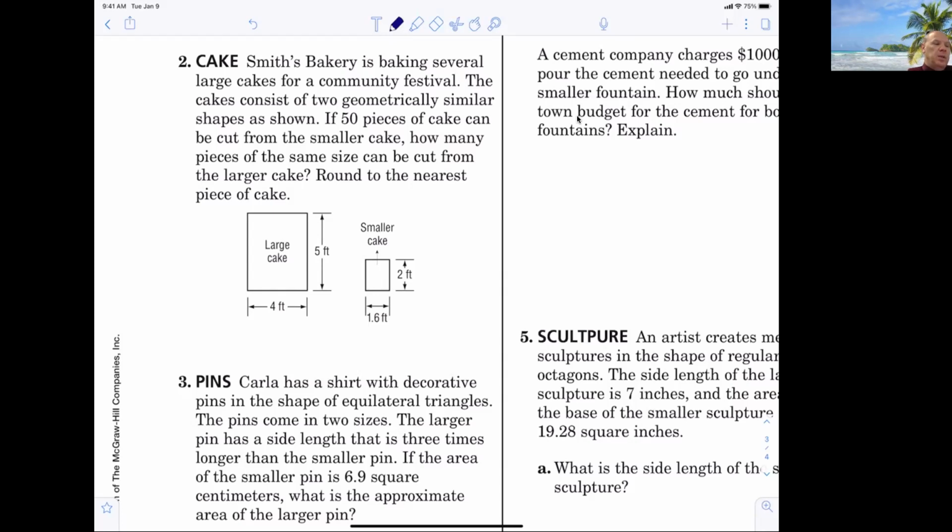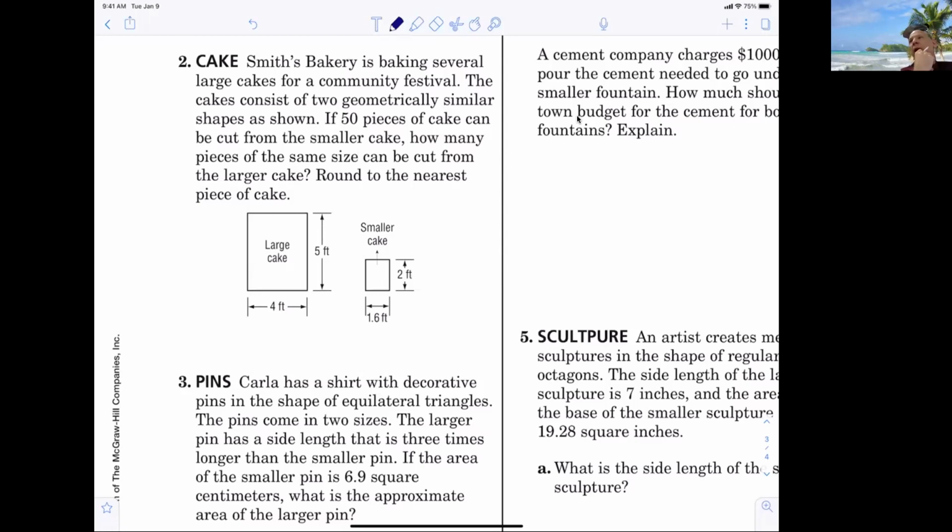So that means if 50 pieces of cake can be cut from the smaller cake, right? If you have 50, this cake over here is how many times bigger? Somebody tell me. How much? The area. How much more area though? So there's 6.25 more area. Do you agree? So then wouldn't it just be 50 times 6.25? 312.5.